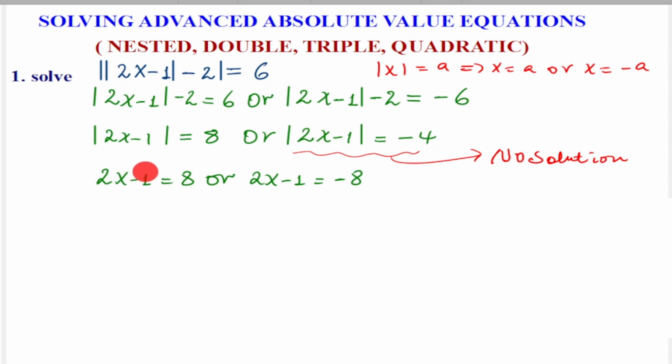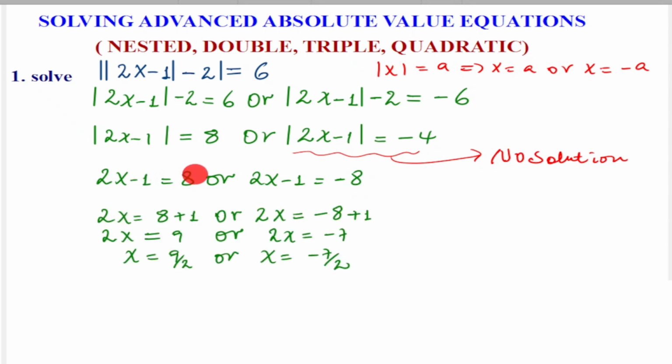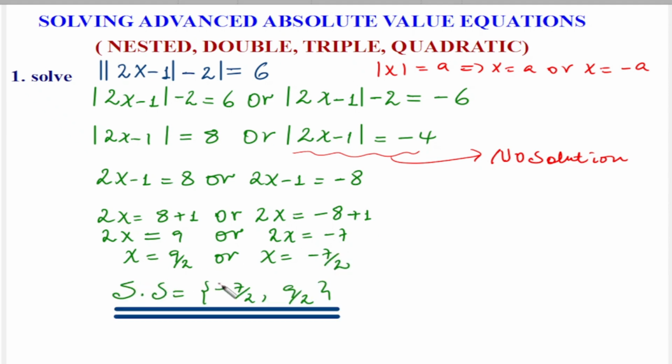Then bring minus 1 to the right, it becomes 8 plus 1, which is equal to 9. 2x is equal to 9. When we divide by 2, we get x is equal to 9 over 2. When we bring minus 1 to the right, we get minus 8 plus 1, equal to minus 7. When we divide by 2 on both sides, we get x is equal to minus 7 over 2. So the solution set is minus 7 over 2 and 9 over 2.